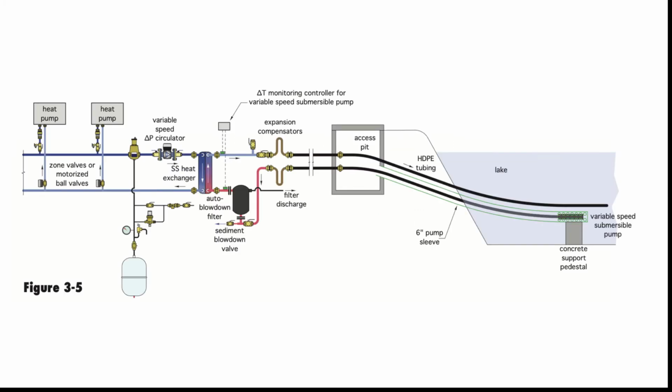Shown in figure 3-5 is an open loop lake loop system. Essentially, the water from the bottom of the lake is pumped up into a flat plate heat exchanger. It goes through a solids separator, which takes any solids, sand, dirt, etc. out of the loop and avoids fouling the heat exchanger.